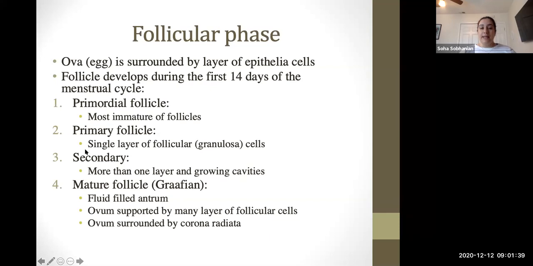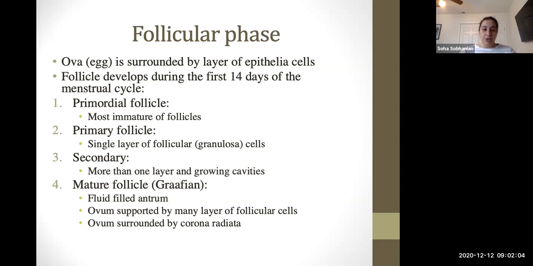So the secondary follicle eventually becomes what we call a mature or Graafian follicle. This is going to have many layers of follicular cells, this beautiful oocyte, which is eventually going to be released during ovulation, and a cavity that is filled with fluid called an antrum.